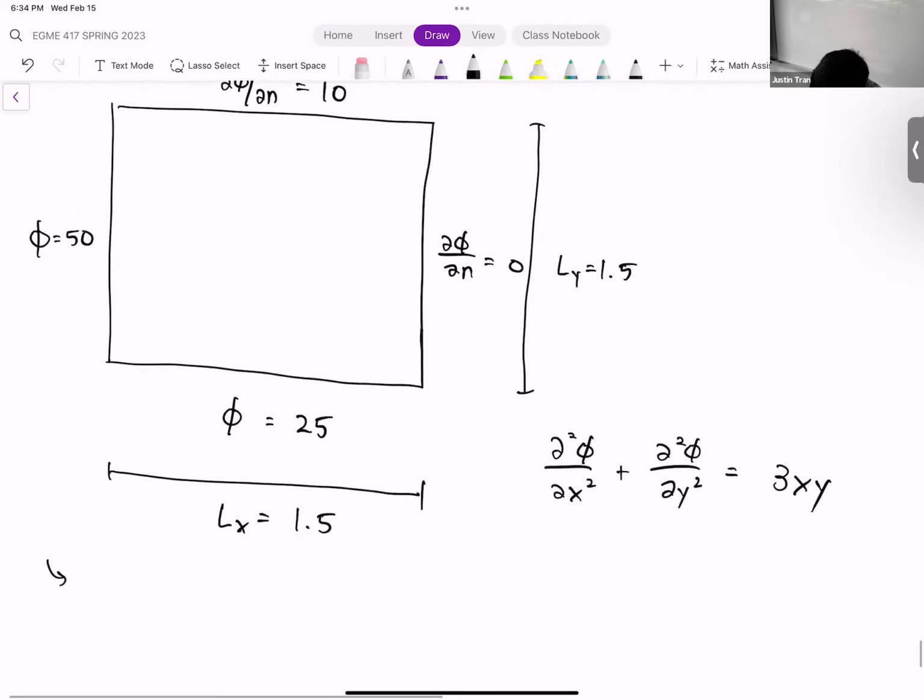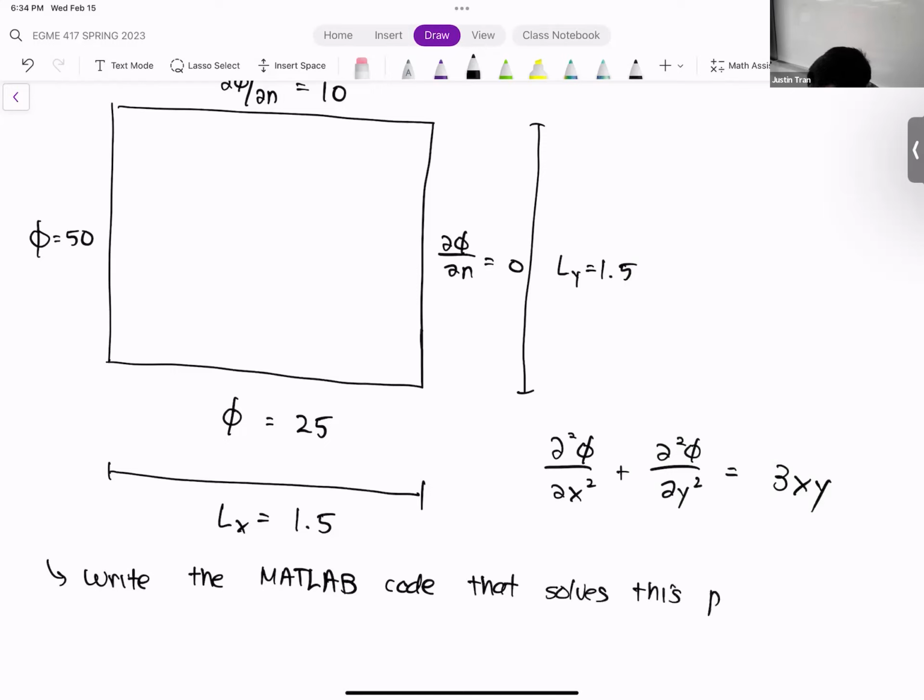And so what we want to do for this example is we're going to write the MATLAB code that solves this problem using finite differences.